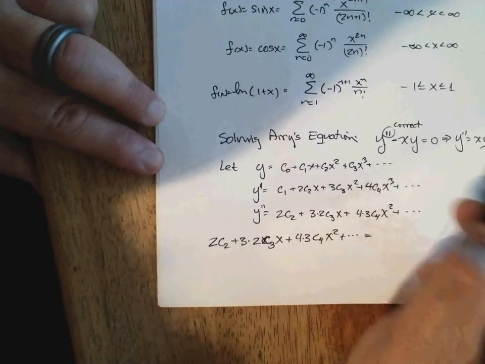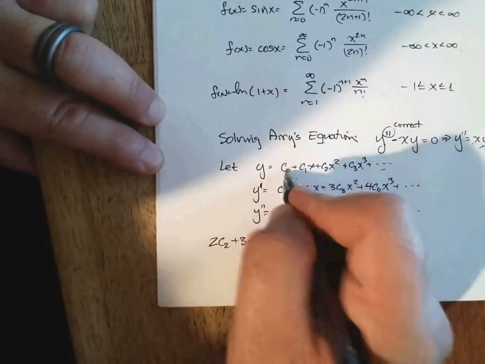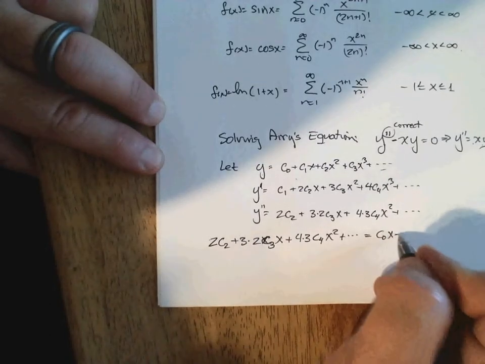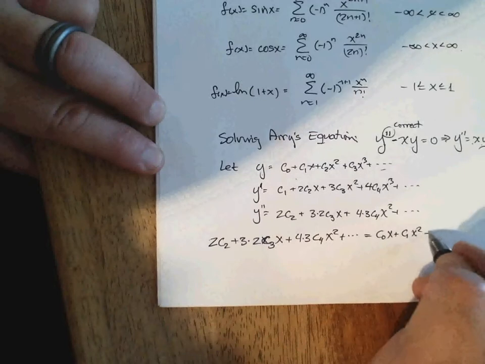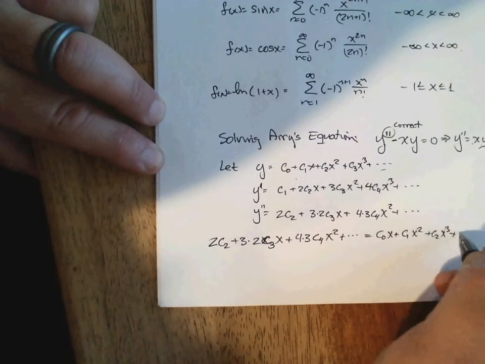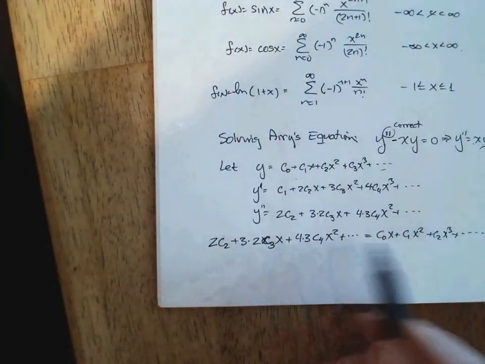And set it equal to x times the y. So think about taking an x and multiplying it here. You'd get a c0 x plus a c1 x squared, a c2 x cubed, and so on and so forth, right? And now let's equate these two power series.